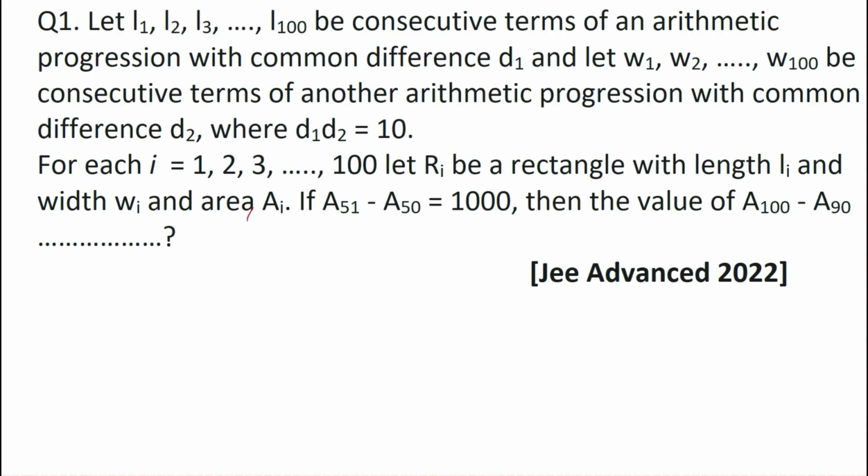For each i as 1 to 3, Ri is a rectangle with length Li and width Wi and area Ai. If A51 minus A50 is 1000, then what is the value of A100 minus A90?